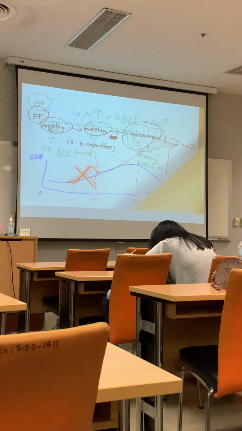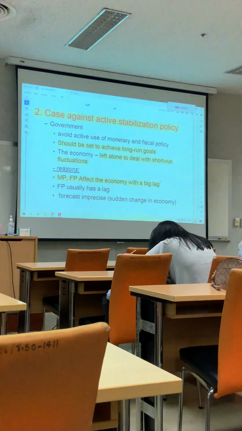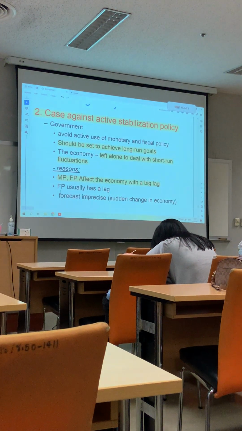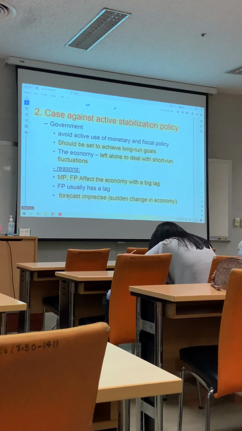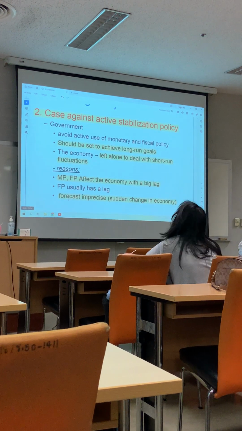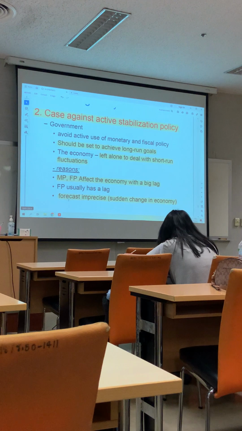And the third reason is that we think the forecast is imprecise. Forecast by whom? You can say the forecast of the government or the forecast of the central bank. Maybe they forecast the economy in an incorrect way, or they have a wrong forecast about the economy.